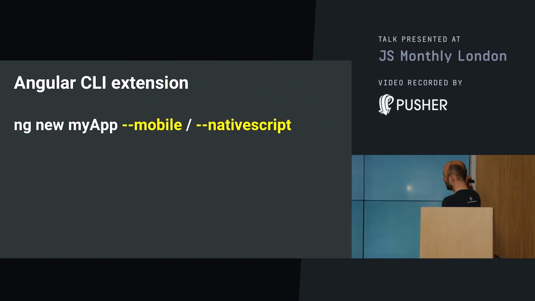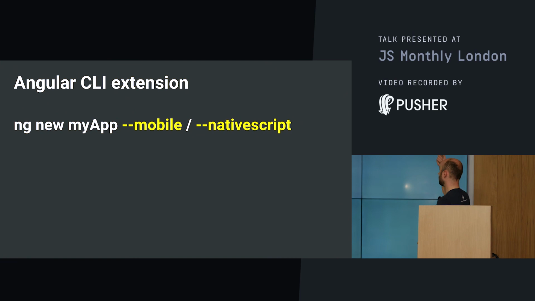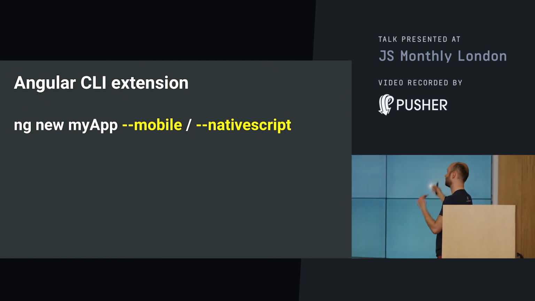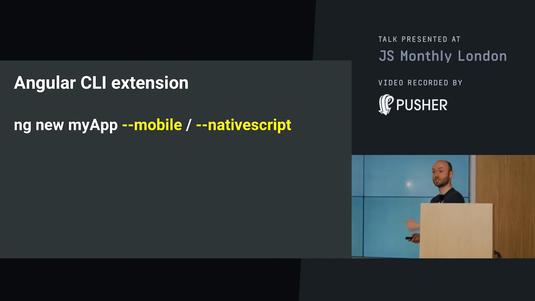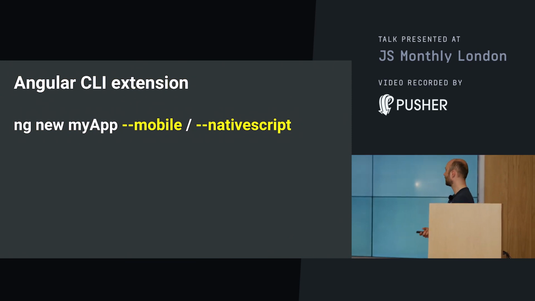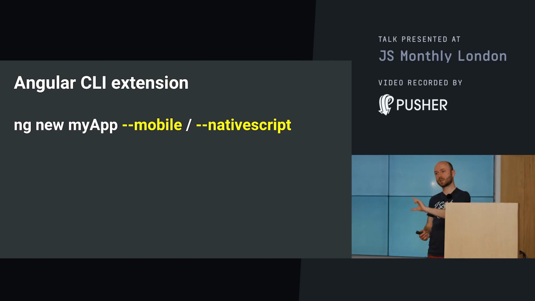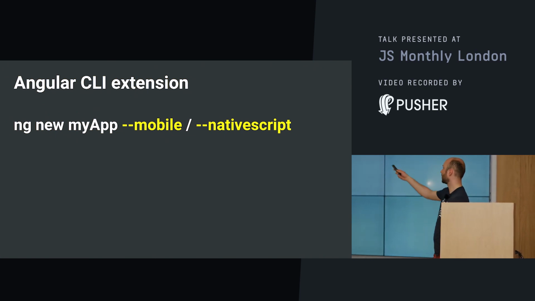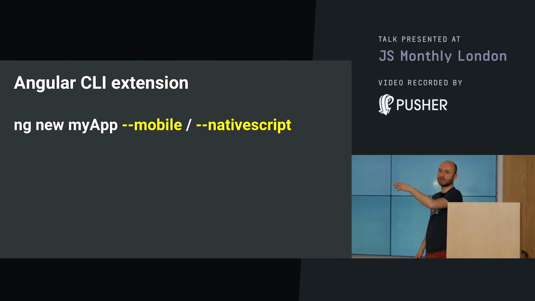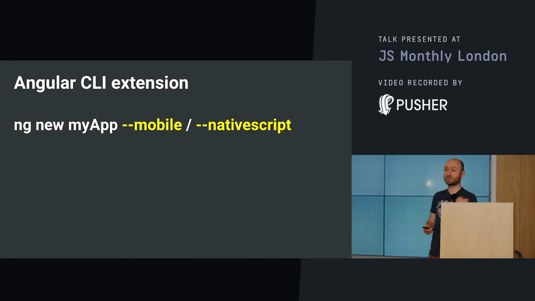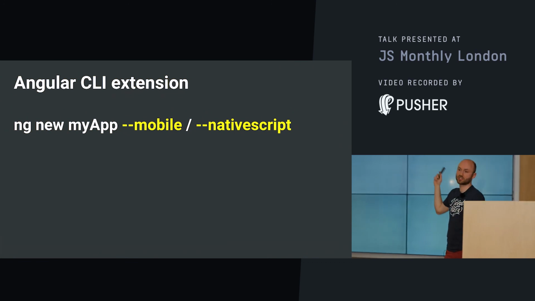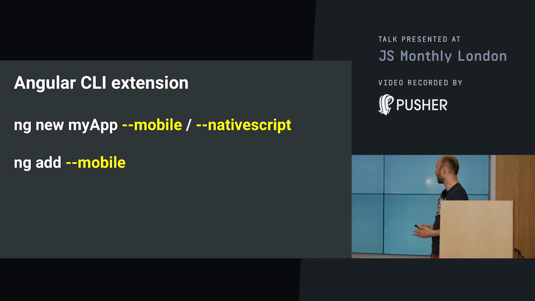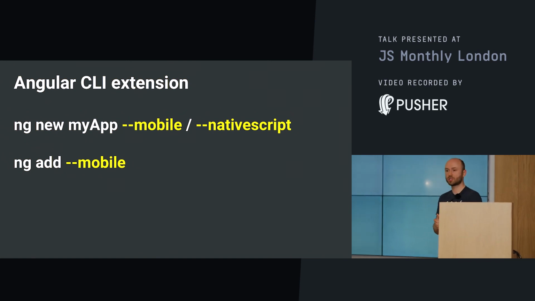So recently, we're working with the Angular team to be able to create NativeScript projects directly from the ng CLI. At the moment, there is a schematic called NativeScript schematic. So you could already say ng new my app, and then add the NativeScript schematic, and this will create you a NativeScript project using Angular CLI. But we're looking at whether we could have something like --mobile as a flag.